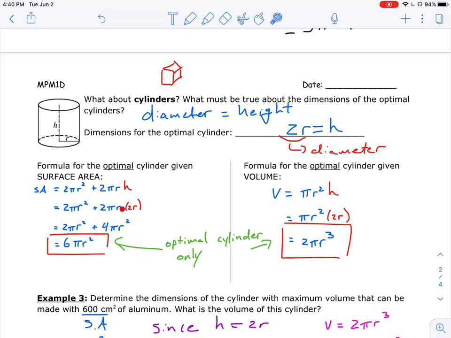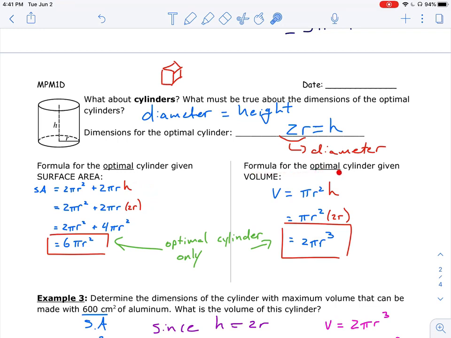I just take 2 pi r times 2r, right? This operation right here. I end up getting 6 pi r squared. So the surface area for the optimal cylinder would be calculated by 6 pi r squared. And this is just showing how we got there.